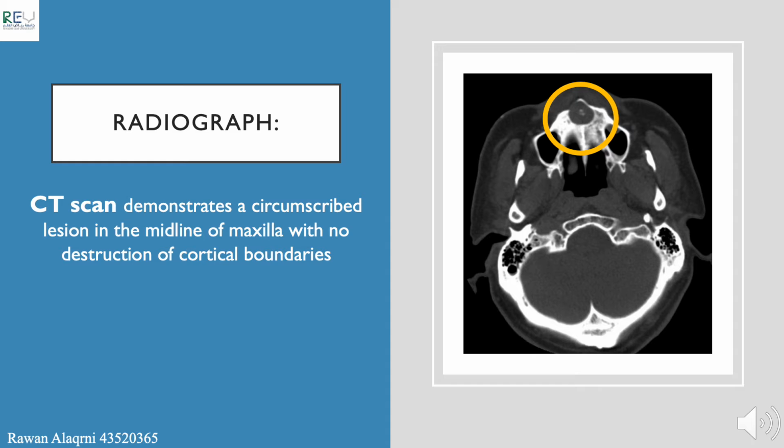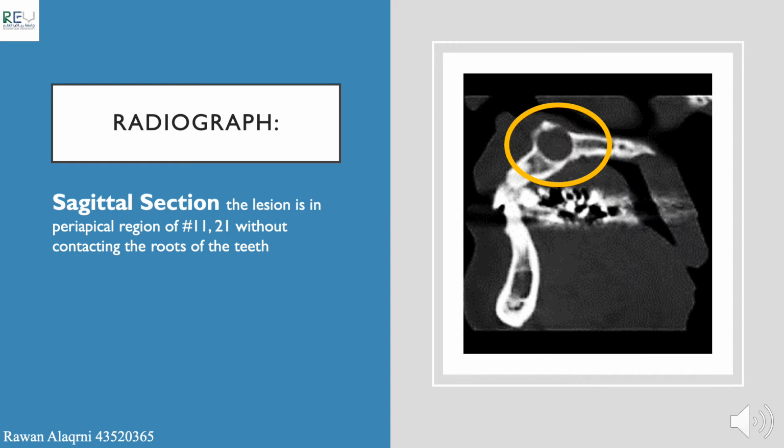I'm going to continue with the radiograph. CT scan demonstrates a circumscribed lesion in the midline of the maxilla with no destruction of cortical boundaries. Sagittal section: the lesion is in the periapical region of tooth number 11 and tooth number 21 without contacting the root of the teeth.